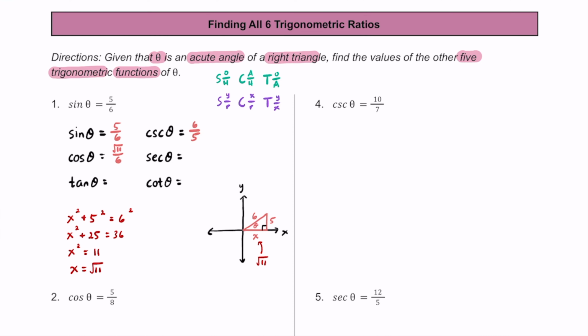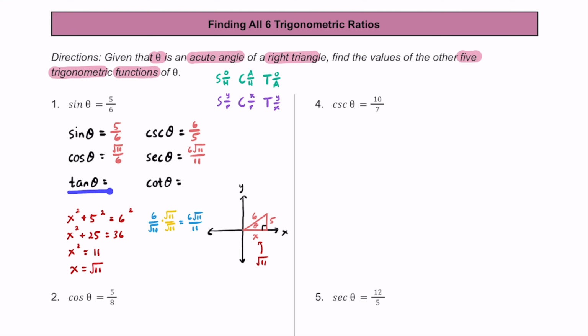So that's going to give us, if we find the reciprocal, 6 over the square root of 11, but then we have to rationalize that denominator, right? So we can do that by multiplying by root 11 over root 11. And if we do that, we're going to get 6 root 11 over 11. So that's what the secant of theta ratio is going to be. It's the reciprocal, but just make sure that you rationalize the denominator.